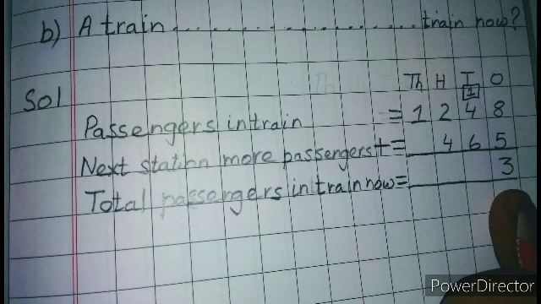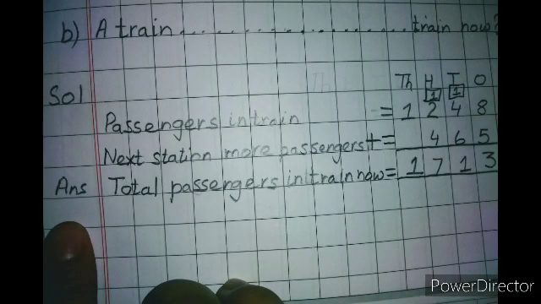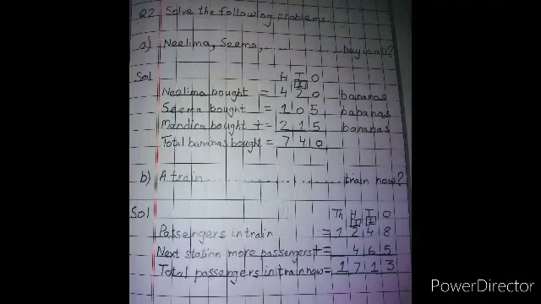Addition, 8 plus 3 is 13. 4 plus 6 plus 1 is 11, and 2 plus 4 plus 1 is 7, and then 1. So total number of passengers, what will be the answer? Total number of passengers in train now is 1713.